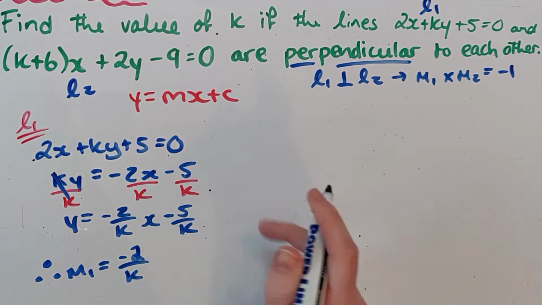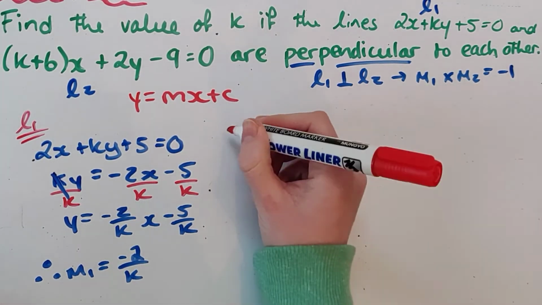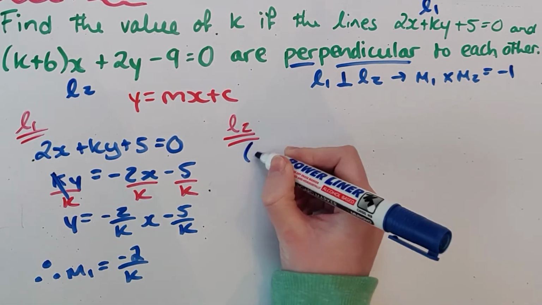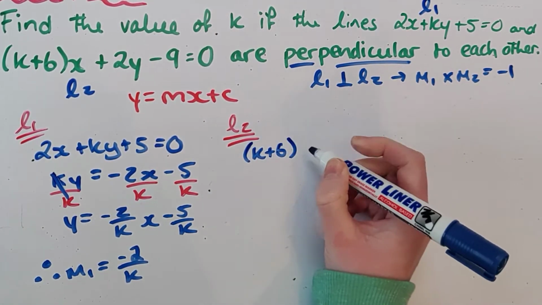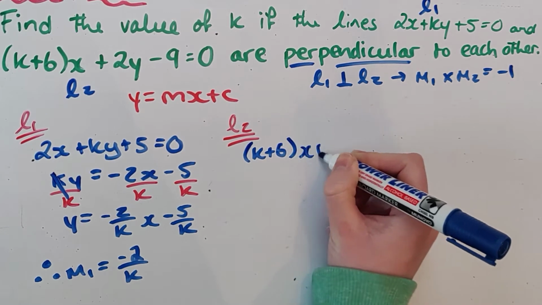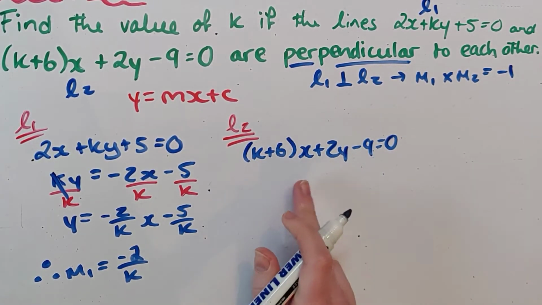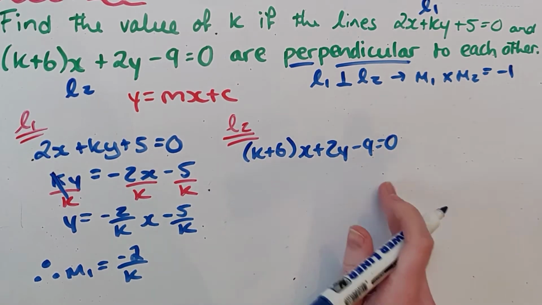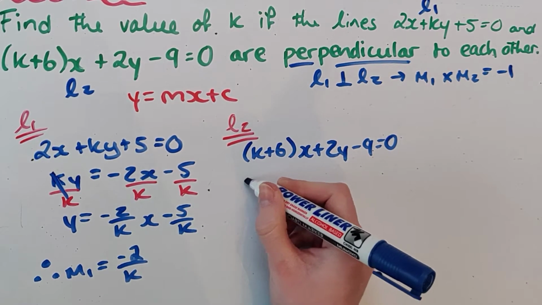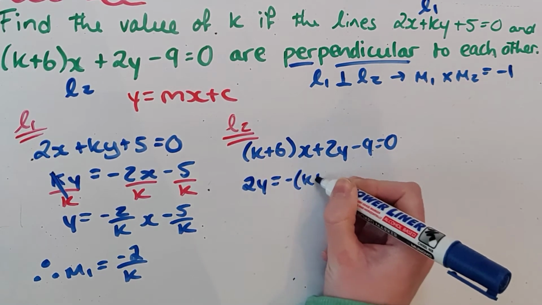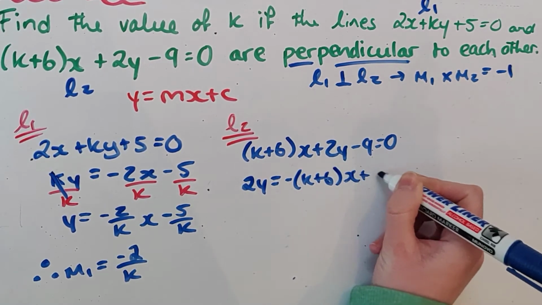Okay? Now I'm going to do the same thing for line 2. So I'm going to take my equation for line 2, which they've told me is k plus 6 by x plus 2y minus 9 is equal to 0. And again, everything without a y, I'm going to move to the other side. So I now have 2y is equal to minus k plus 6 x plus 9.